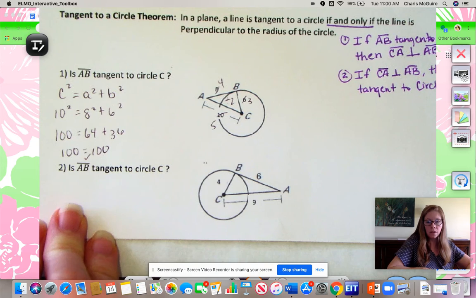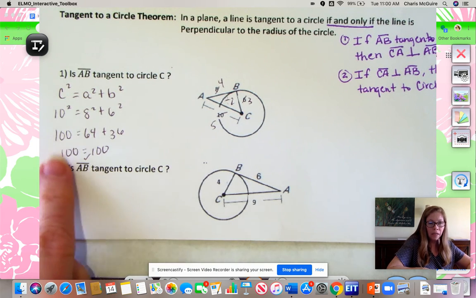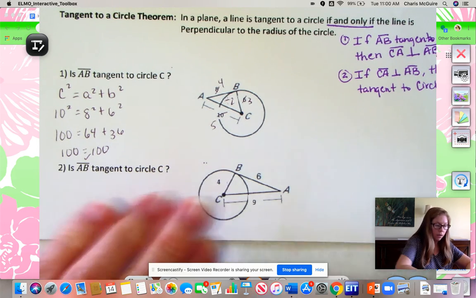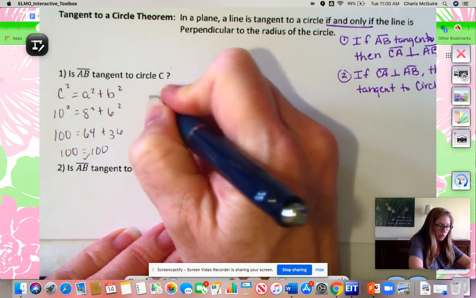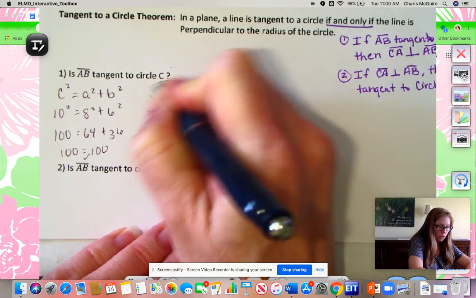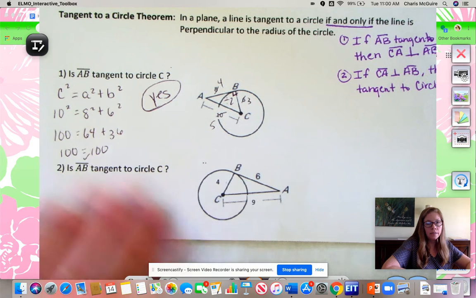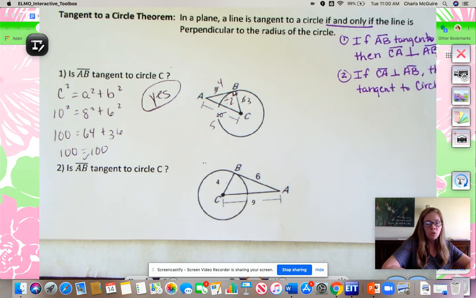It's just using the converse of the Pythagorean theorem. And you've got a right angle here. So this indeed is a big old yes. Is AB tangent to circle C? Yes, it is, and we've got the work to prove it. So why don't you go ahead and try number 2?